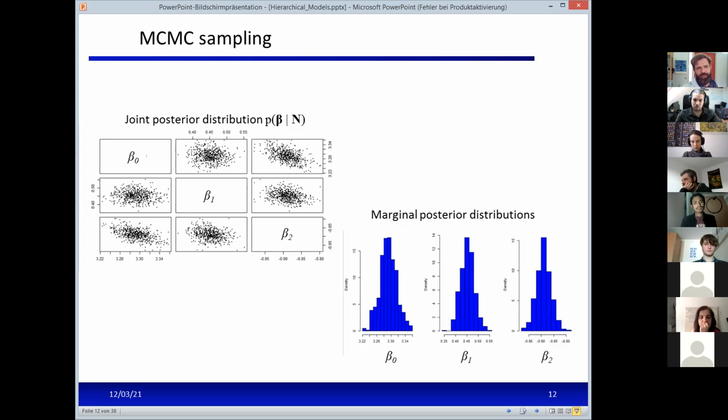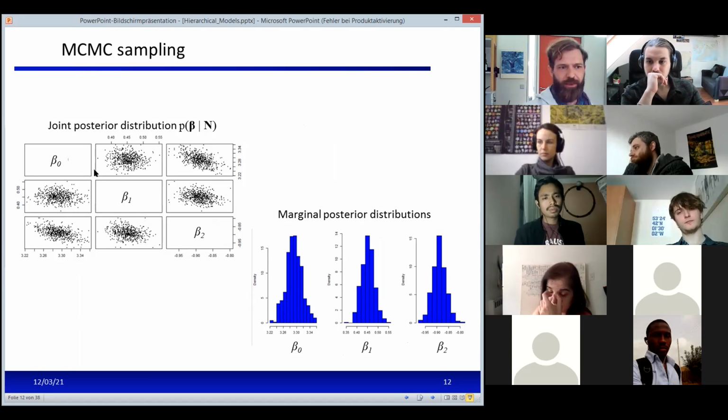If I then do some MCMC sampling to get samples from the posterior distribution for my parameters, this gives me the so-called joint posterior distribution. So this MCMC sample does not only inform me about the posterior distribution of each individual parameter, but can also potentially show me correlations between different parameters, because it's a sample from this multi-dimensional joint posterior distribution, which in my case with the three model parameters is a three-dimensional distribution.